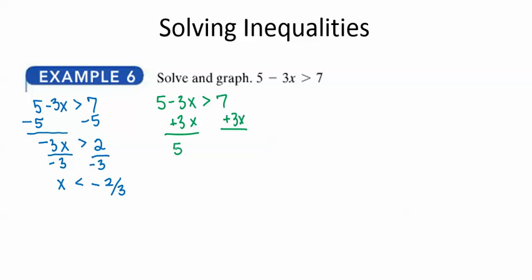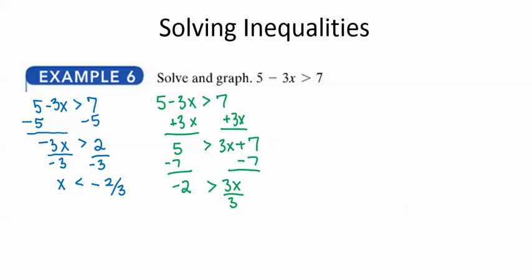And when I do, I end up with 5 on the right, greater than. Now, it doesn't matter because addition is commutative. It doesn't matter whether I add 7 plus 3x or 3x plus 7. That's like saying 2 plus 3 is 5, 3 plus 2 is 5. In general, I'm going to put my x term first, but you can do it either way. Then I'm going to subtract 7 on both sides. When I do, I end up with negative 2 is greater than 3x.